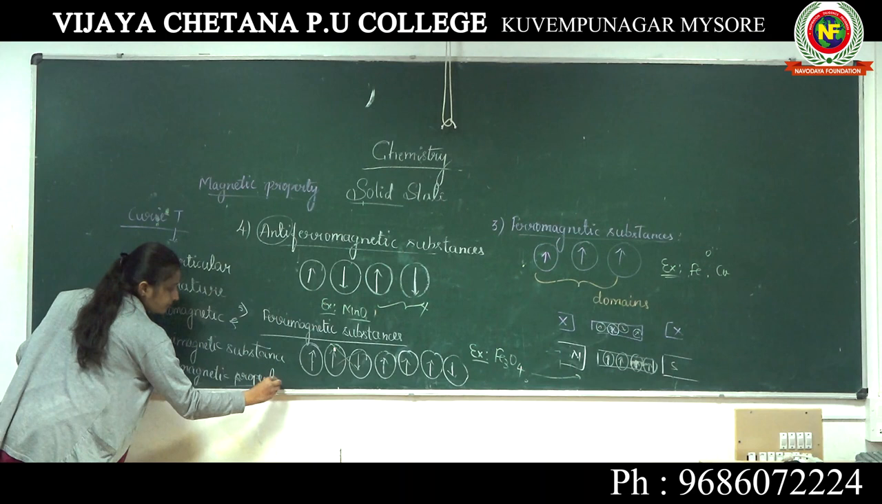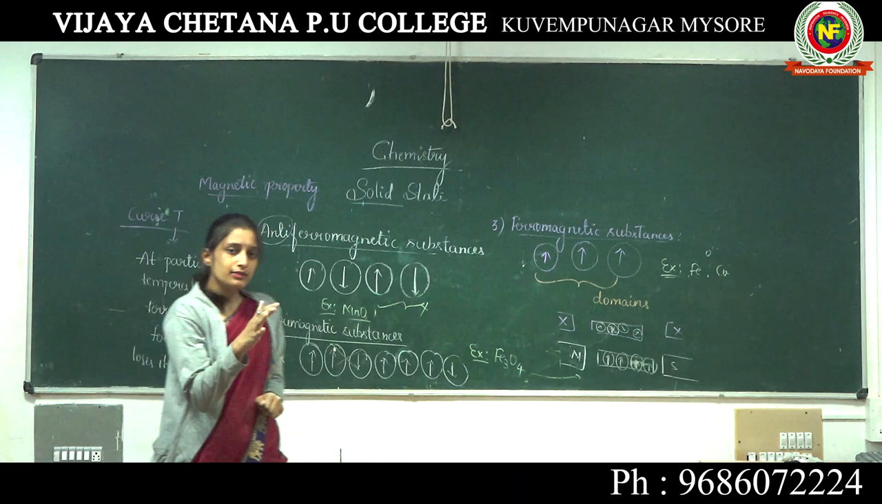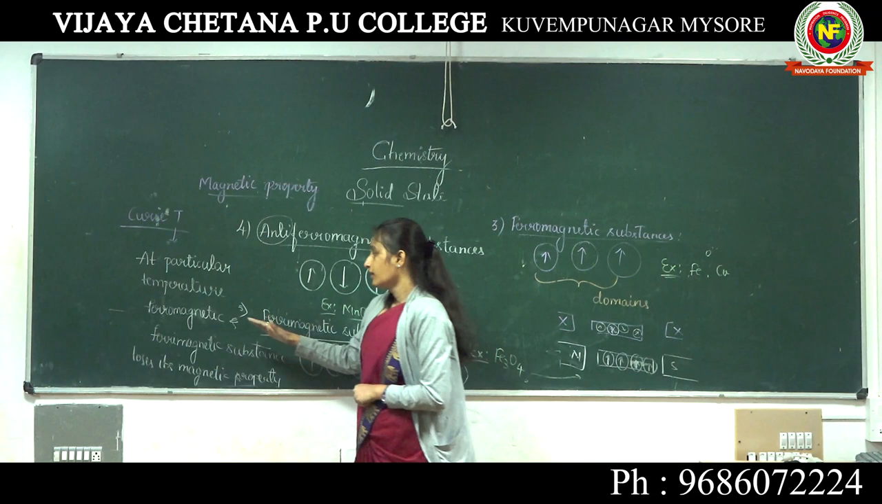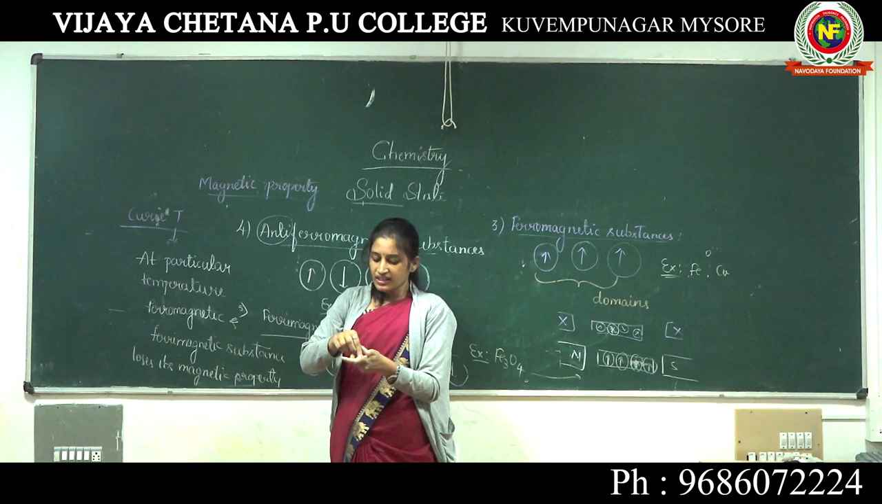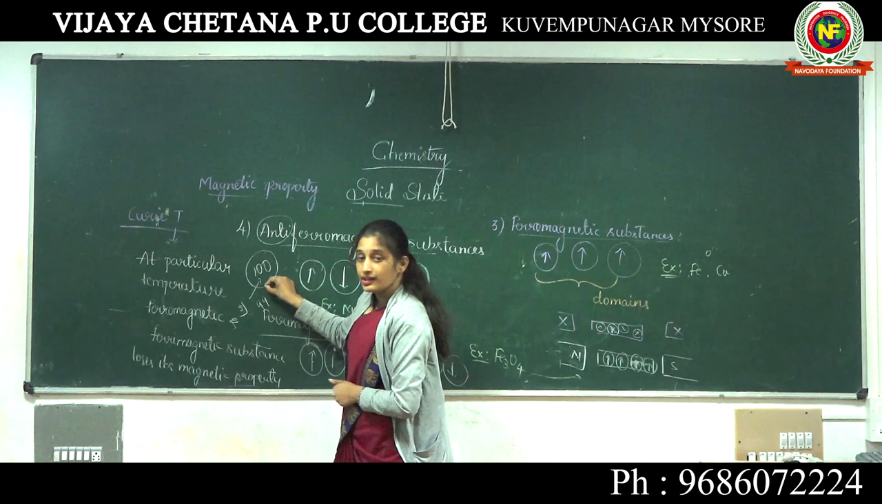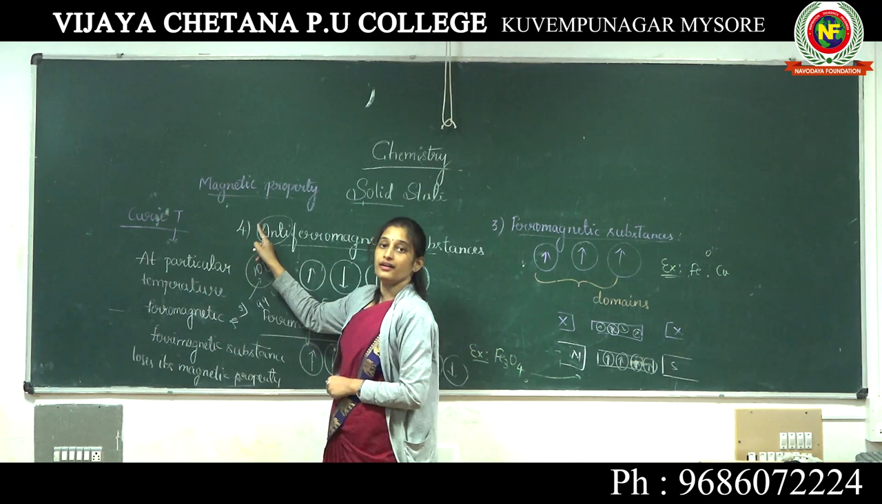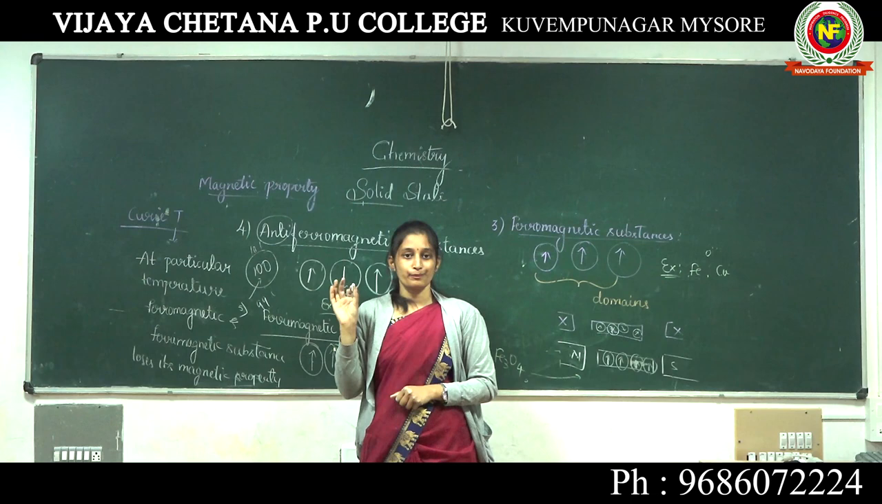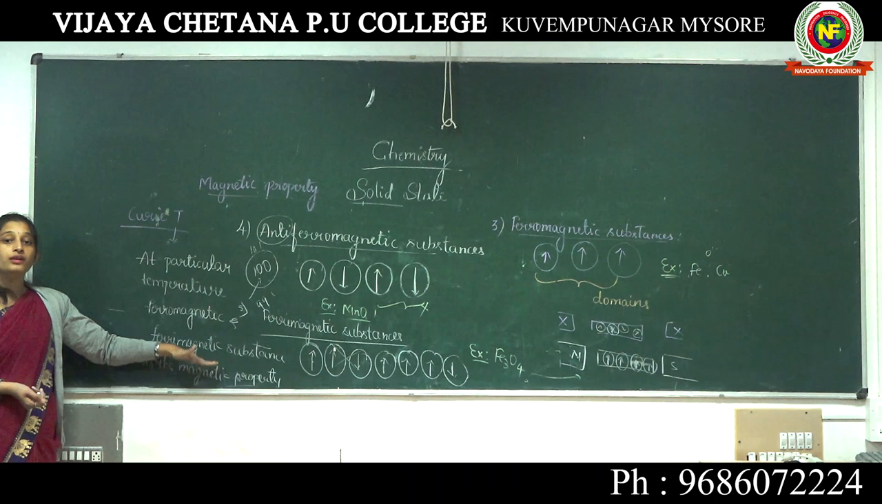Once a temperature is reached, the magnetic behavior is lost. That is Curie temperature. For example, if the Curie temperature is 100, then up to 99 degrees Celsius it will show the magnetic property. But once it crosses 100, for example 101, it never shows the magnetic property. Understood? First one is ferromagnetic and second one ferrimagnetic.